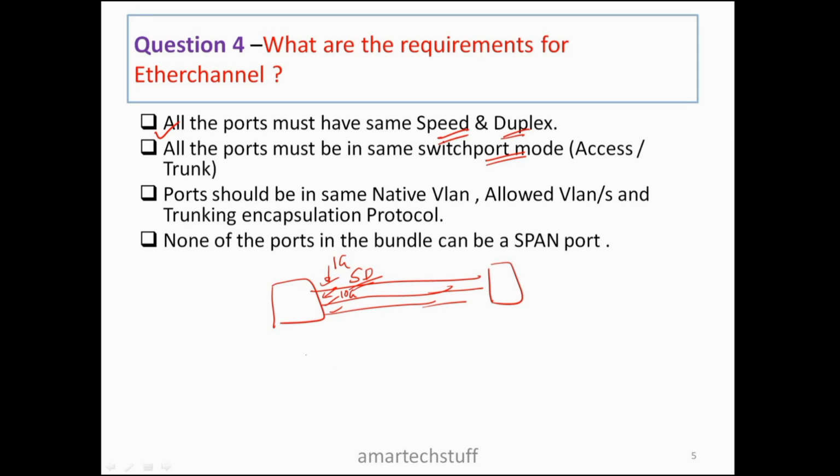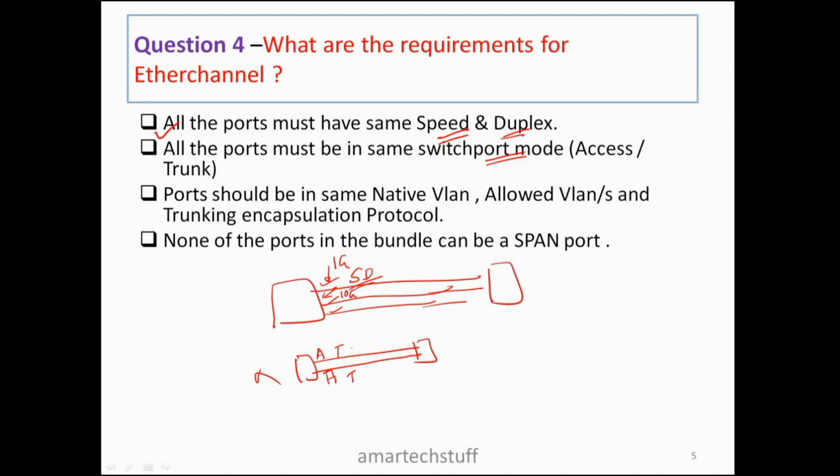Again, I'll draw the same diagram, this time with only 2 links. If this port is in access and this port is in trunk, the EtherChannel is not going to come up. Either both ports should be access or both should be trunk. So the switchport mode should be the same, either access or trunk. Then only EtherChannel will come up. Also, the native VLAN should match, should be the same. The allowed VLANs should be the same.